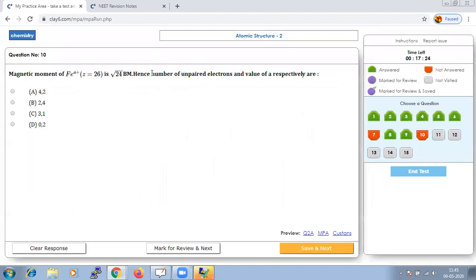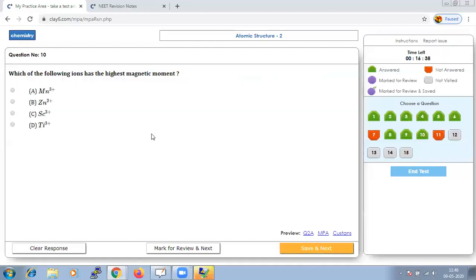Do remember, they have asked first for the number of unpaired electrons. You could very easily choose option 2, 4, but this will be wrong, because first they have asked the number of unpaired electrons and then the value of A. Option B is also correct in values, but it is indicated vice versa. If you answer B, that means the answer is taken as number of unpaired electrons is 2 and value of A is 4. It will be wrong. We need to give option A, because they have asked first the number of unpaired electrons and next the value of A. Hence your answer will be 4, 2. Let us save and go to next.